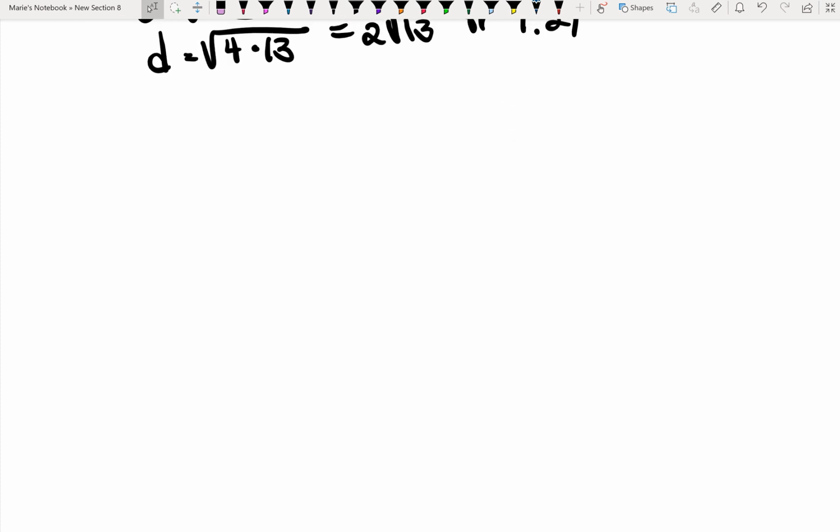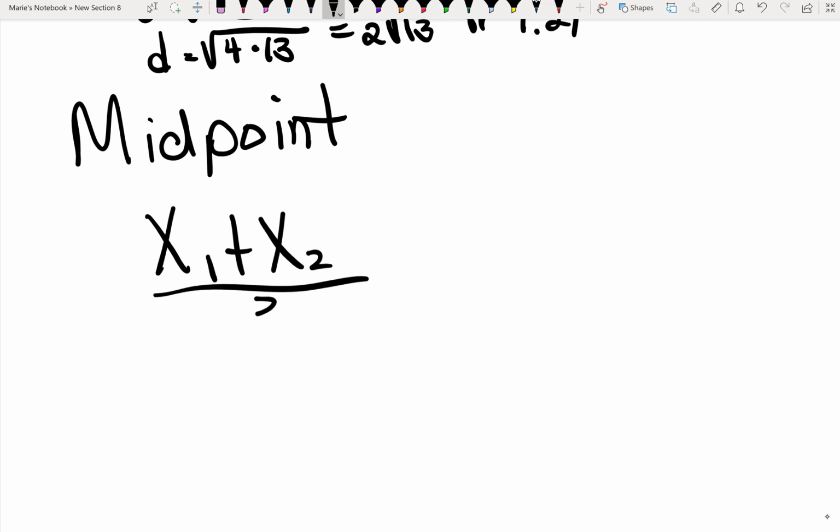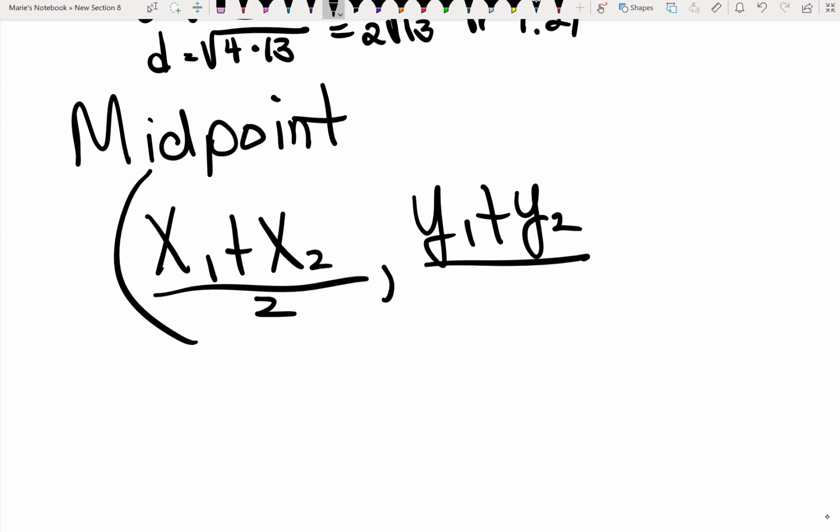The second concept in this chapter is midpoint. And so when we look at this, we're going to look at the midpoint formula, which is in essence x1 plus x2 divided by 2, comma, y1 plus y2 divided by 2.